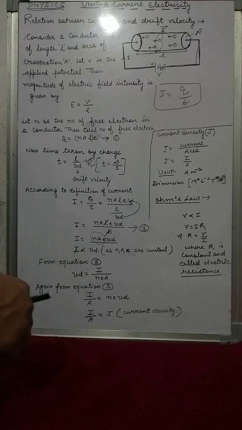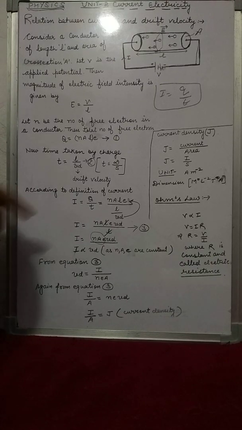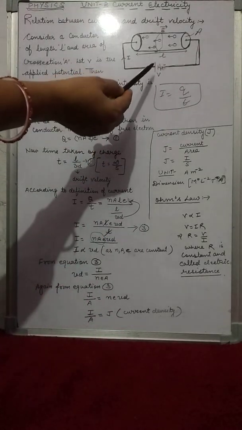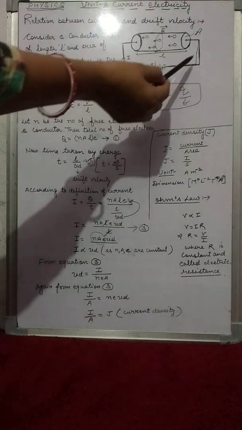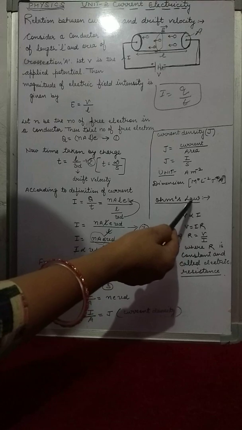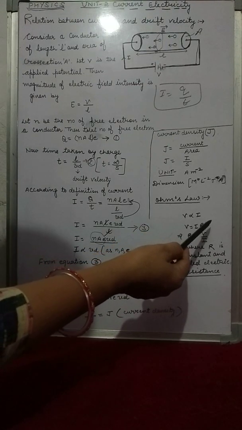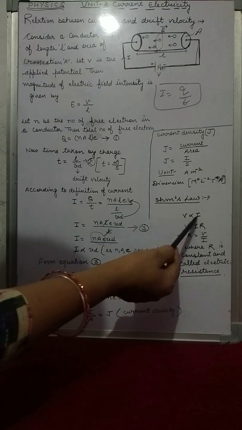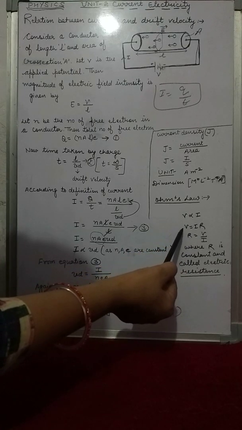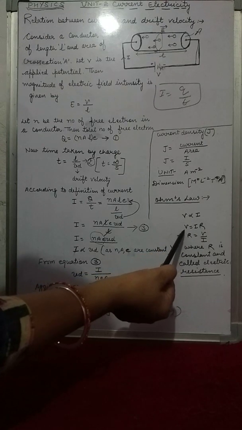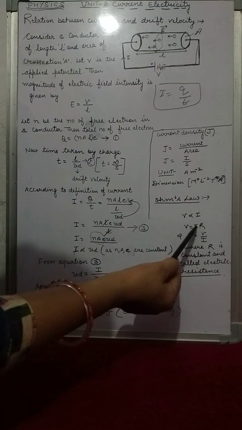Now next is Ohm's law. What is Ohm's law? The statement is: the potential applied across the ends of the conductor is directly proportional to the current flowing through the conductor. That is, V is directly proportional to I. To change from proportionality to equality, we write V is equal to RI, or we can write IR.